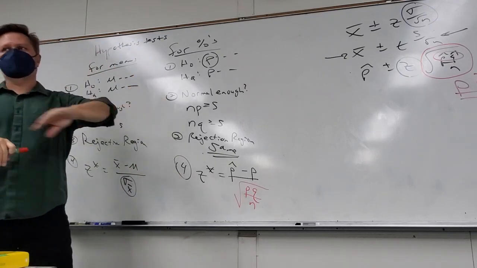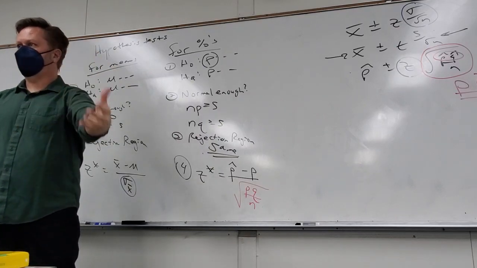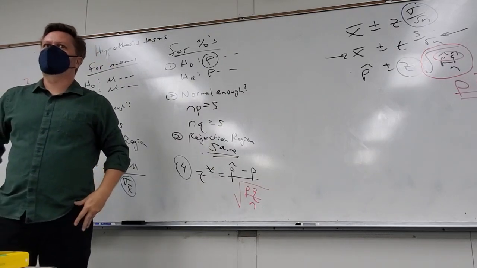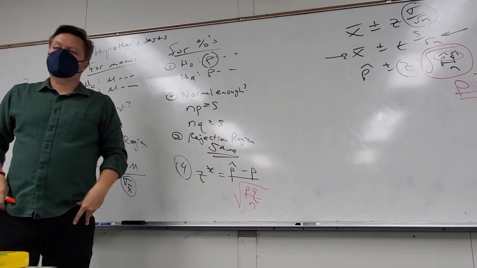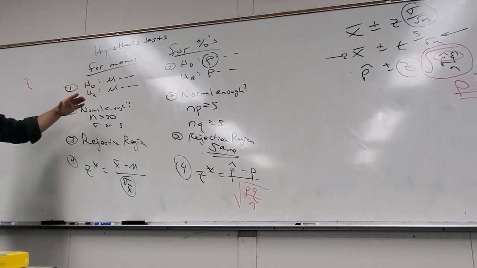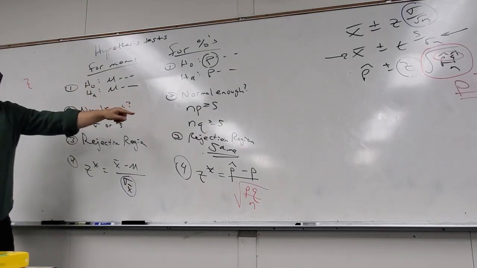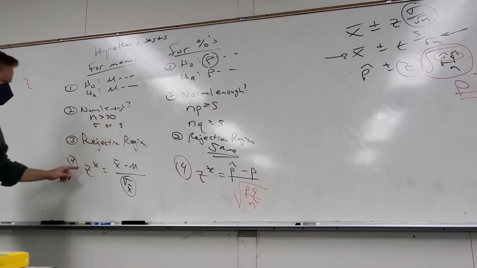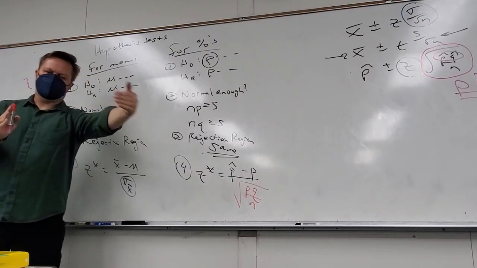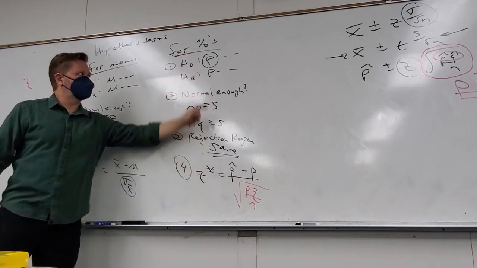And then, of course, the fifth step is exactly the same. You reject the null, or you fail to reject the null, all that kind of stuff. Okay, maybe. So exactly the same 5 steps. I still have to set up my hypotheses. I still have to say, is it normal enough? I still have to set up a rejection region. I still have to calculate where my sample fell. I just obviously use percentage stuff when I'm talking about percentages.